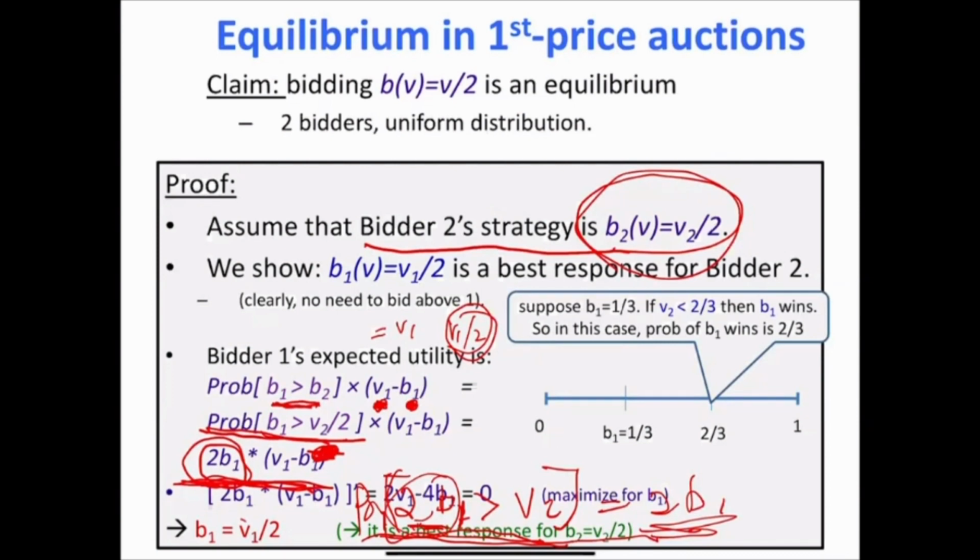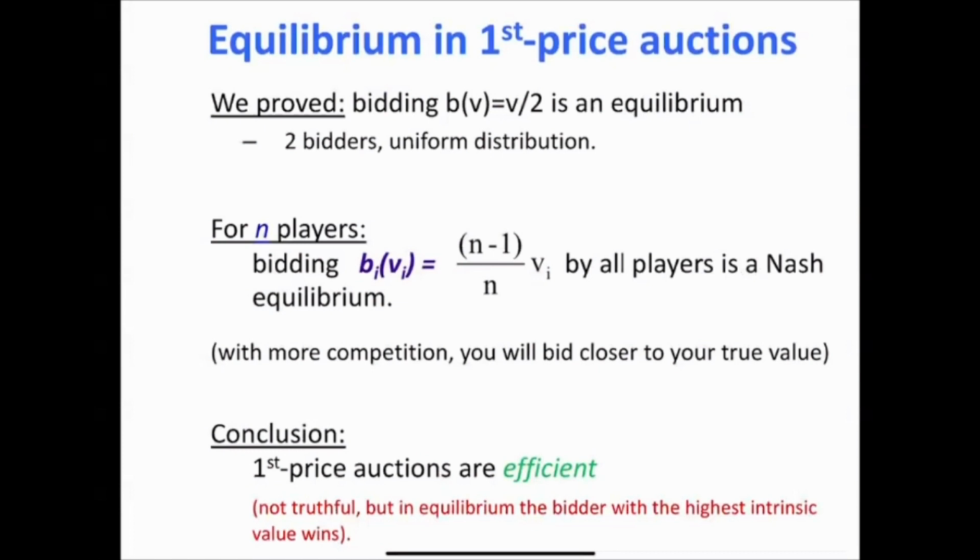So this gives you an example showing that indeed this first price auction is not truthful, and actually people tend to bid lower than their intrinsic value. In fact, you can generalize this.